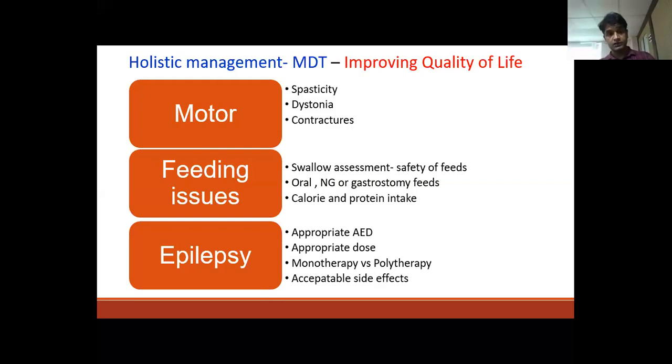Epilepsy is often seen. It is important to consider the appropriate anti-epileptic drug and appropriate dose. As far as possible, we try to give monotherapy versus polytherapy, because again you have to make sure the drugs are not being overdosed, causing too many side effects, which will further affect their development.